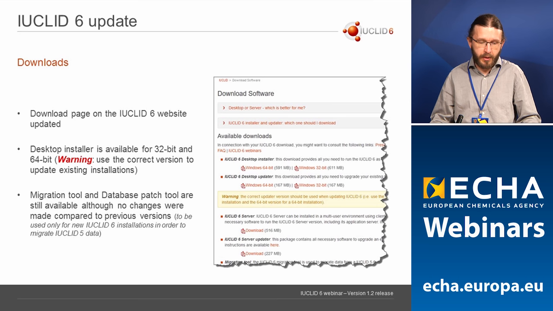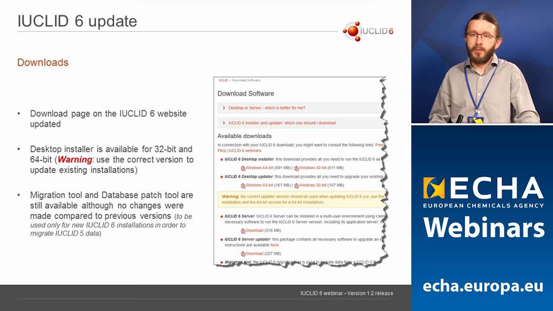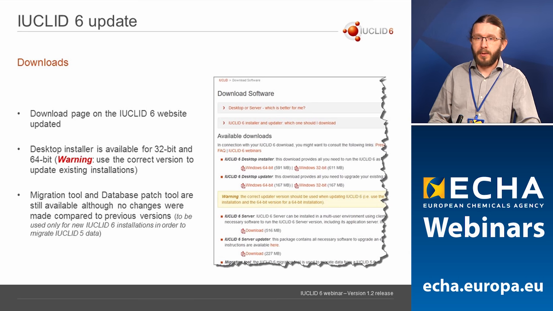Together with this release, we have updated the download page on the IUCLID 6 website. So have a look and let us know if it's better than before. We tried to make it clearer. And there is one specificity for this release: we have made available two updaters, one for the 32-bit desktop installation and one for the 64-bit desktop installation. This might create some confusion because you have to remember which desktop version you have installed in order to update using the correct updater.